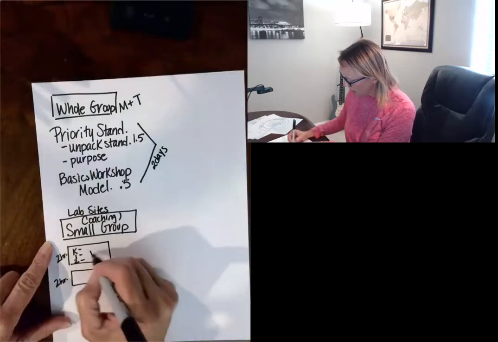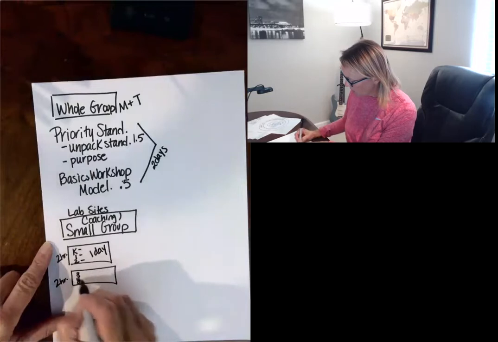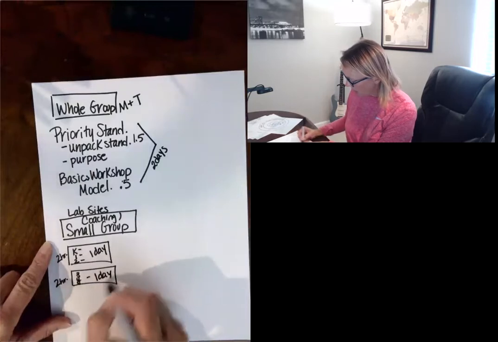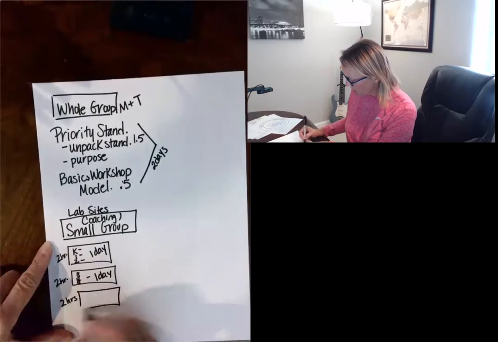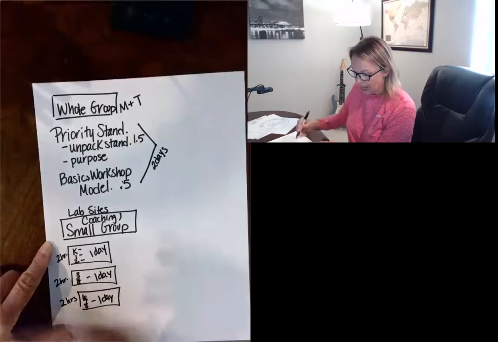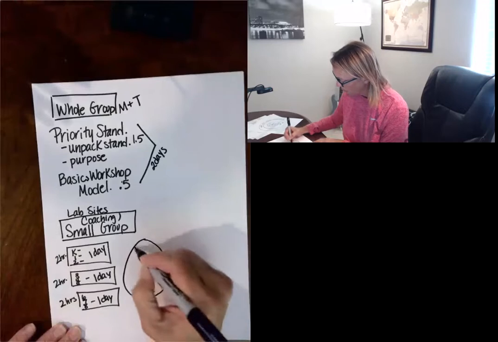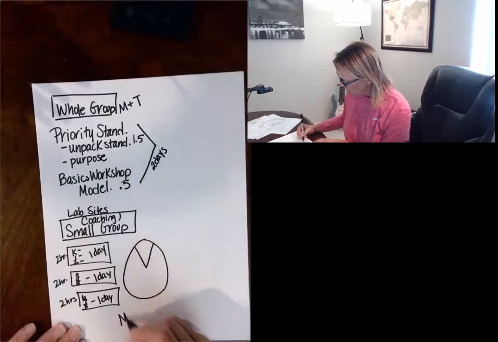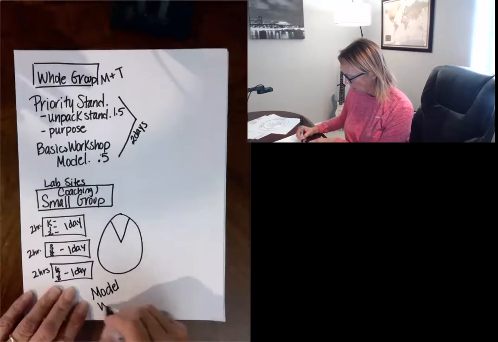So this is one day. This is third, fourth, and fifth. They get one day. And then this is 2 hours again with each grade level. And it's sixth, seventh, and eighth. And they get one day. And in this one day, we are going to model, we're going to teach teachers about the workshop model, okay?